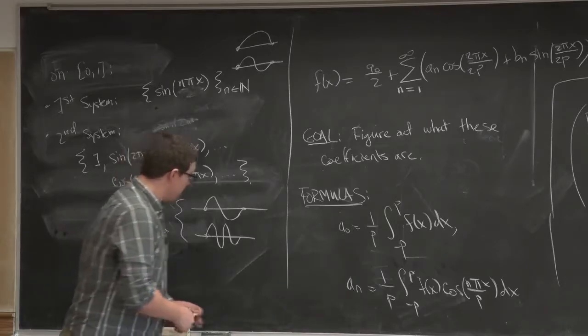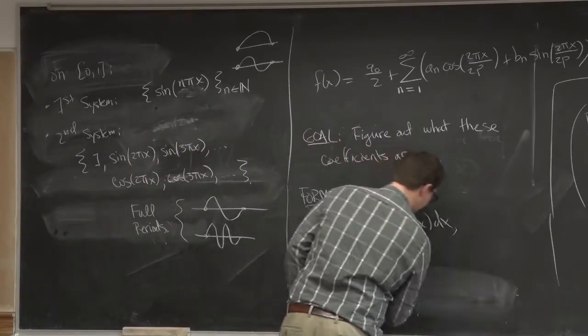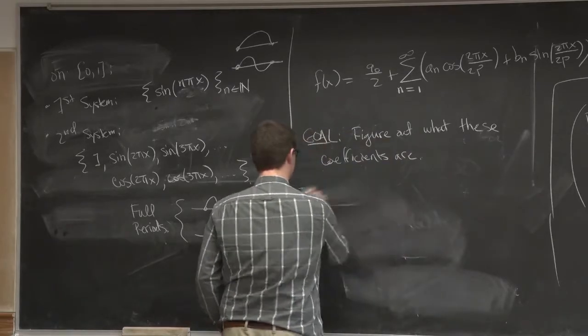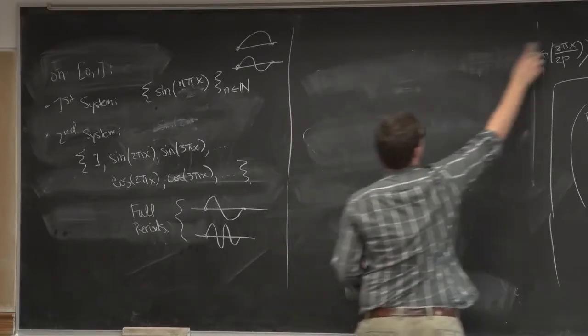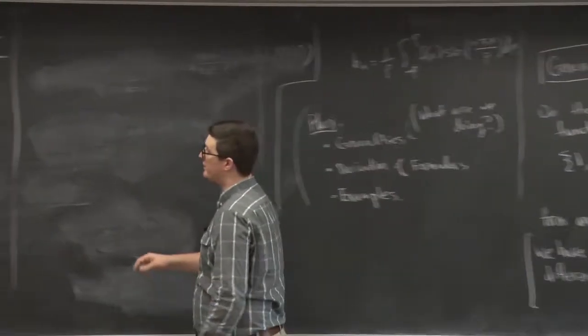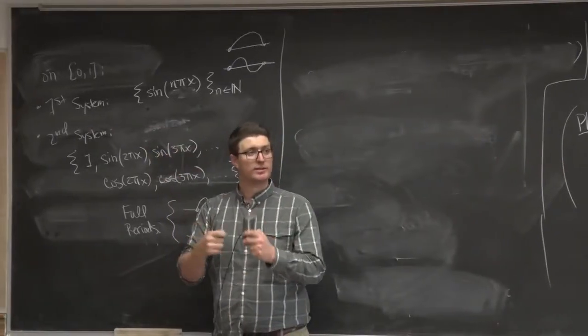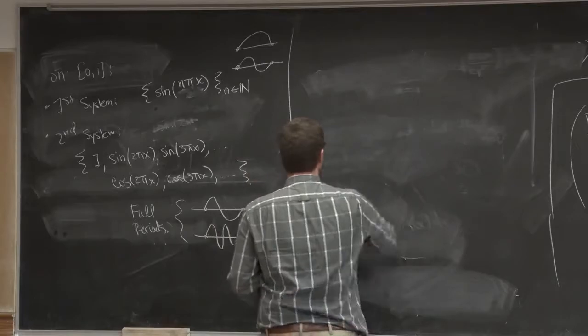So these are orthogonal systems, collections of orthogonal functions. Depending on the inner product you have: on this interval, it's the integral from minus p to p, and you multiply the two functions together. And on this interval, 0 to 1, you take the integral from 0 to 1, and you multiply two functions together.